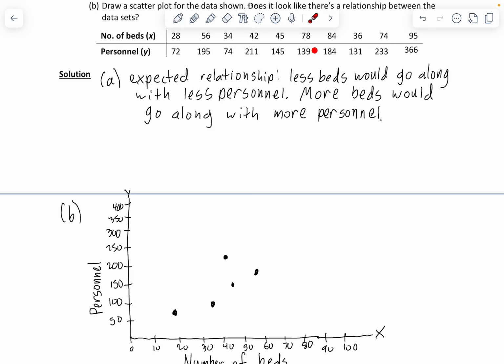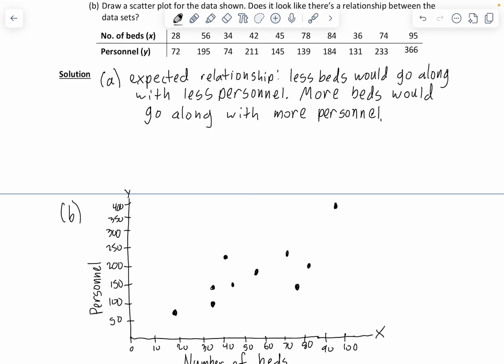Then I have x equals 78 and y equals 139. I'm going to estimate that to be about there. Then x equals 84 and y equals 184, right about there perhaps. Then x equals 36 and y equals 131, about there. Is that right? Yeah, okay. Then x equals 74 and y equals 233, about there perhaps. And then x equals 95 and y equals 366. So 95, 366 is up about here.